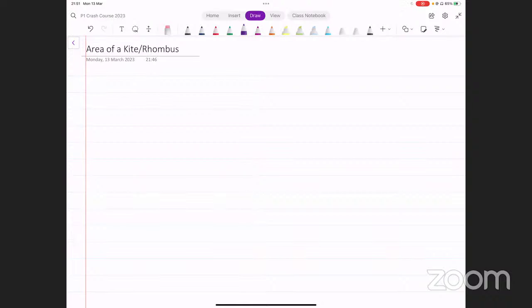So there is one thing that is left that I want to quickly cover before we move on to circle equations. And that's about finding the area of a kite or a rhombus. Let's say you have a kite like this.